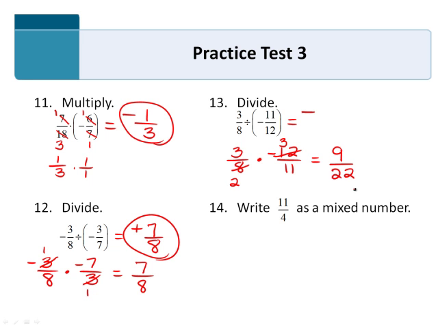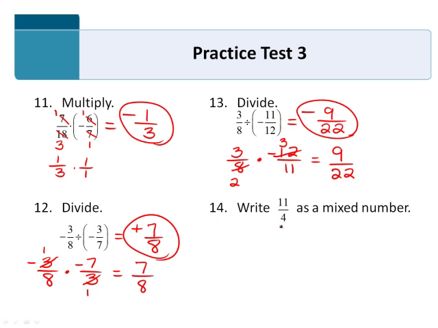Now, a lot of people want to try and change this to a mixed number. You can't. The only time that you change something to a mixed number is if it's an improper fraction. This is a proper fraction, 9 over 22. You don't mess with that. That is your answer, negative 9 over 22. If you try to change it to a mixed number, you're doing it upside down. It's wrong, so be careful.